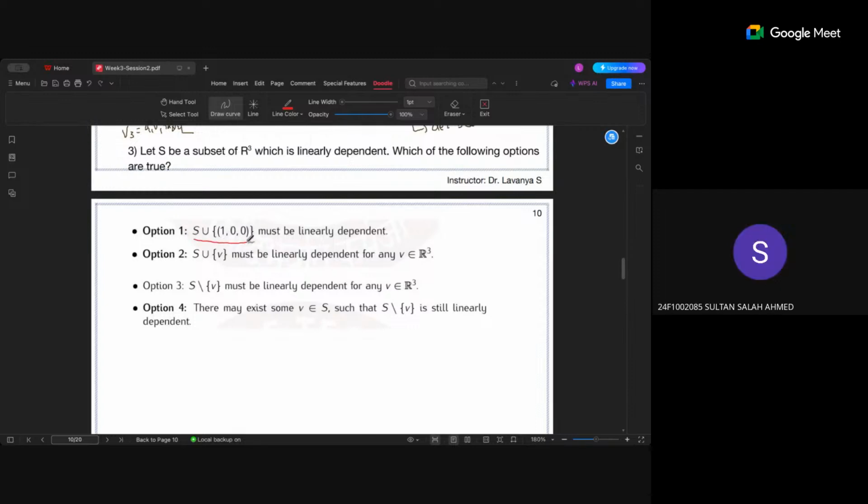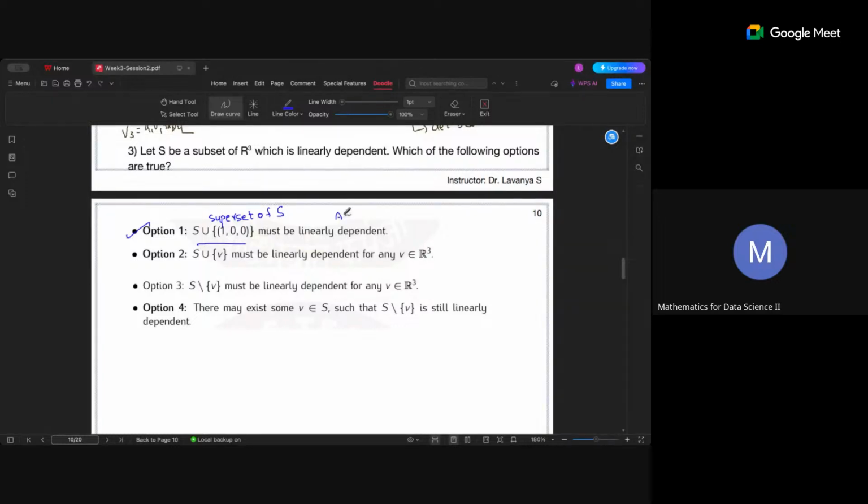Yes, ma'am. So this is a superset of S. And we have already seen that a superset of a linearly dependent set is linearly dependent. So this is true. Now S union B must be linearly dependent. How is it a superset? Can you explain? Because S is a subset of this set. S is the subset of the set. Yes, that is why it is a superset of S.